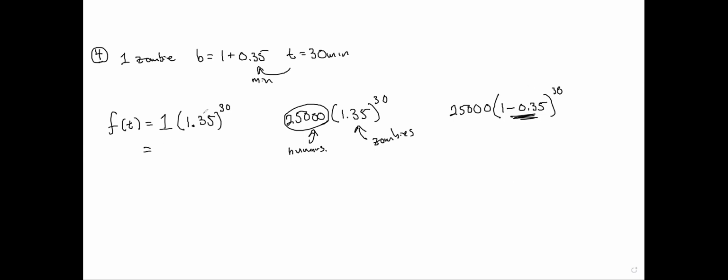Your final answer, if you do 1.35 to the power of 30, should bring you to 8,129. That means out of 25,000, 8,129 people became zombies, leaving me 16,871 people still alive.